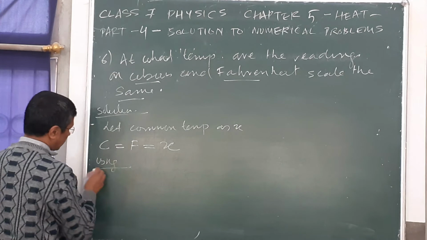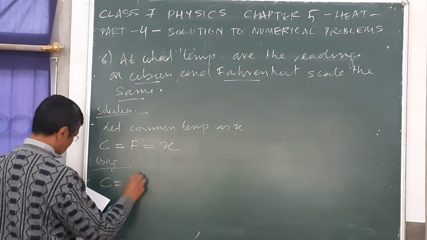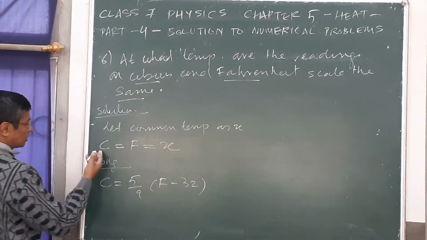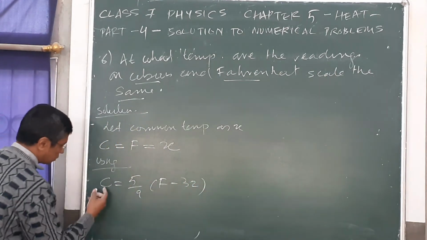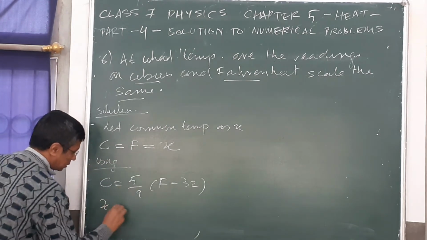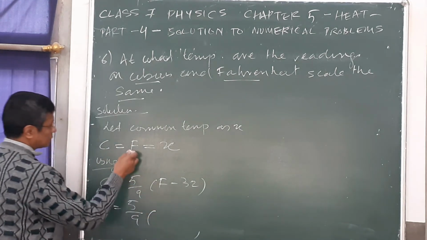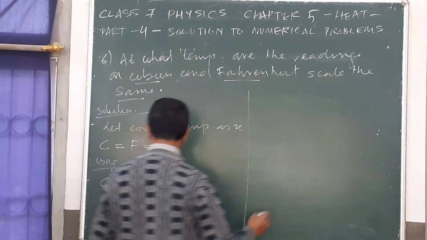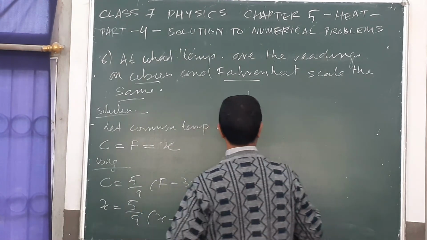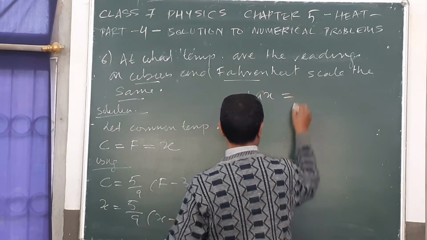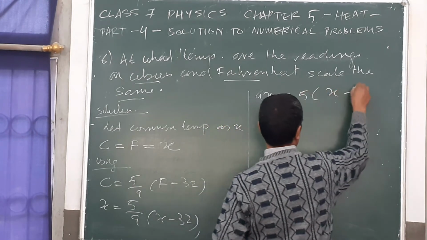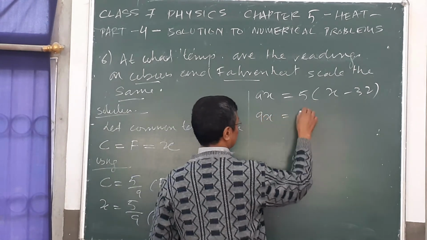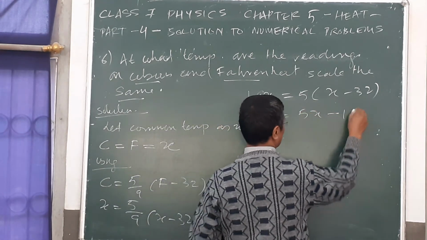So, we will use the formula connecting the centigrade and the Fahrenheit scale, which will give us C is equal to 5 by 9 (F minus 32), and in this case we will be substituting the value of C and F both as x. So, C in this case is x is equal to 5 by 9, F in this case is also x. So, this will be (x minus 32), and let us try to simplify this. We will cross multiply 9x, which will give us 9x here, and remaining is 5 (x minus 32). Let us expand the bracket. So, 9x is equal to 5 into x, which is 5x, and 5 into 32 will give us 160.